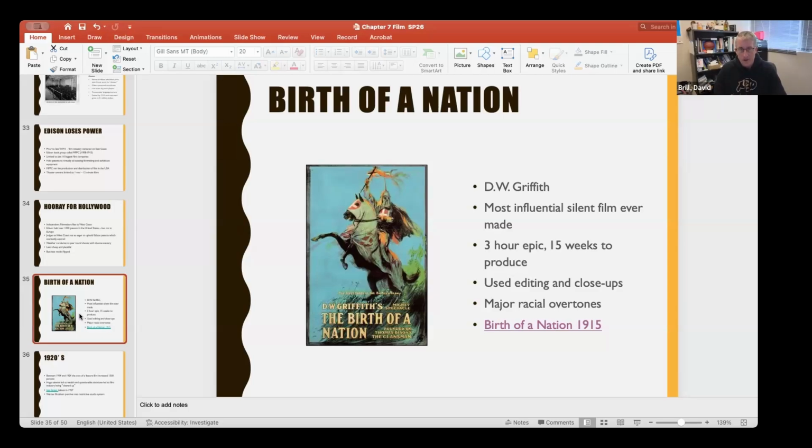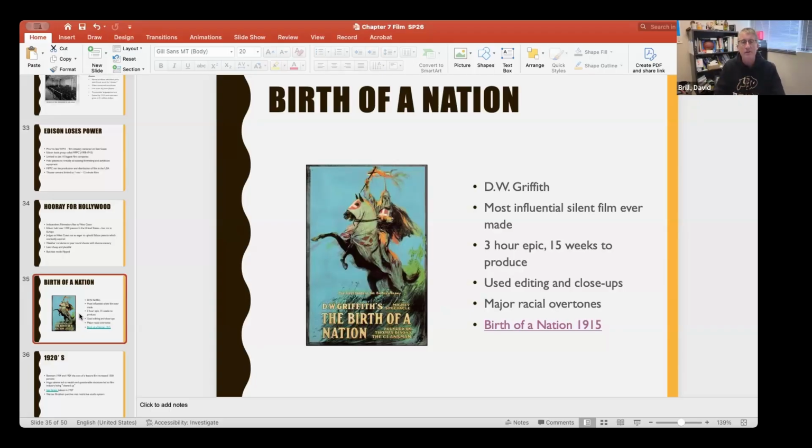That's how long the running time was, 3 hours. It took 15 weeks to produce. I have a couple of other notes here on it, I think. Did I miss it? One second. I think it's here in my notes somewhere. Yeah, here we go.